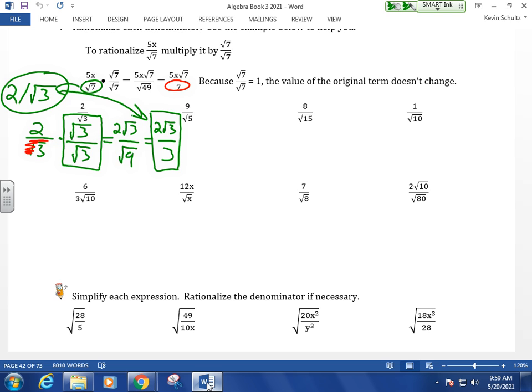So, we went through one of those yesterday, went through one today. No doubt you are experts and ready for your homework. I'm just kidding. Yeah. Couldn't we just do 9 root 5 over 5? Couldn't we just do that instead of having to do all the work and multiply it out?